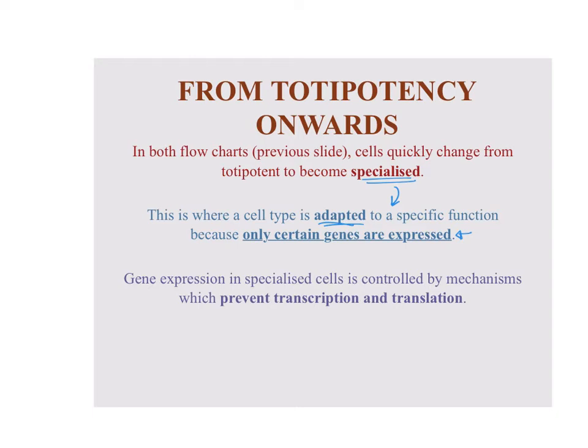Okay, now, I've told you already that we're going to have a look at factors affecting gene expression in the next lesson, and it's controlled by mechanisms that limit or prevent transcription and translation. So switching genes on and switching genes off by changing the structure of the DNA.